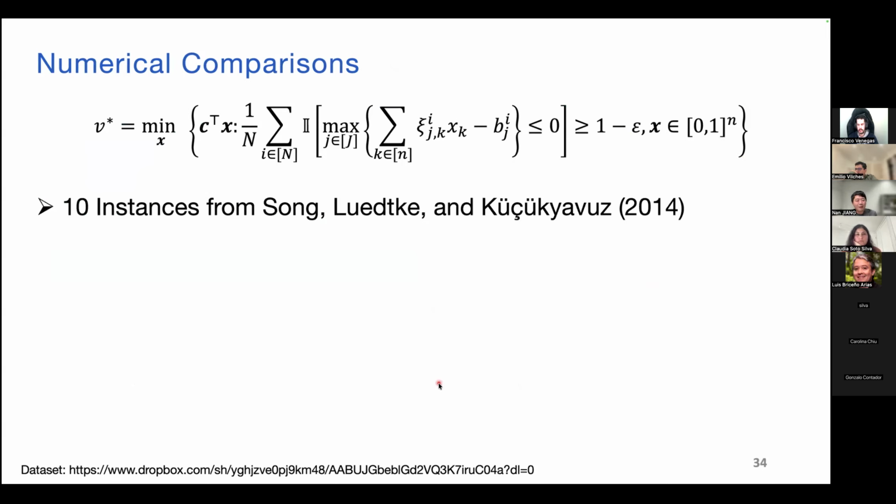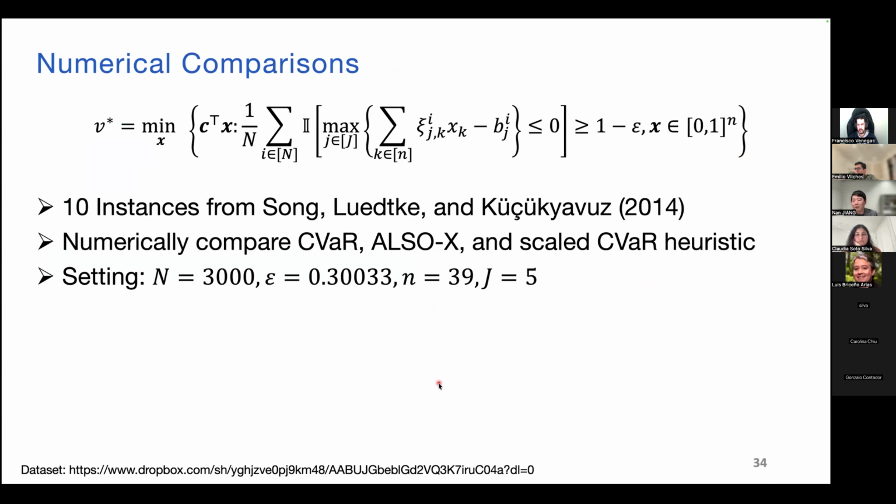So let's look at a very quick numerical study. We have 10 instances from the standard testing library from Professor Song, Professor Luedtke, and Ahmed from the 2014 paper. And then we numerically test the CVaR, also-X, and the scale CVaR heuristic. In this setting, we put the number of scenarios to be 3000. And epsilon here is chosen to make sure that n times epsilon is not an integer. Small n is the dimension of X, and J is the joint chance constraint, meaning we have 5 pieces.